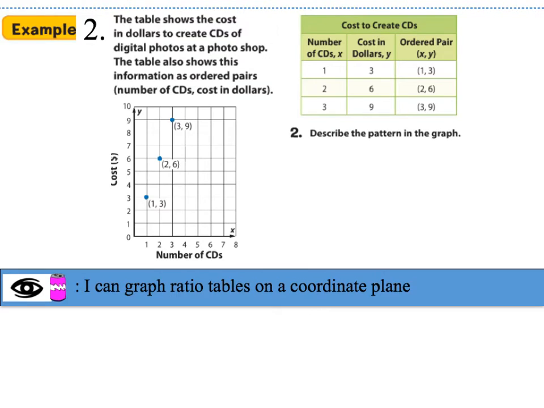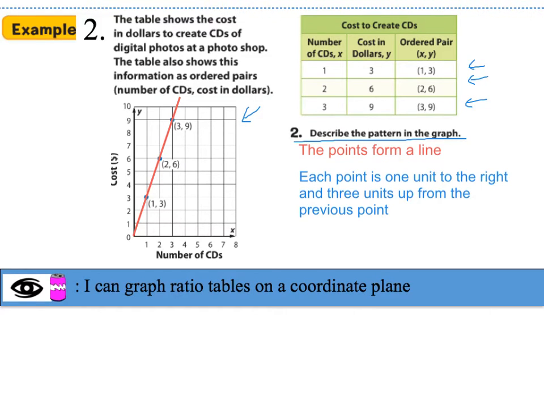So for example 2, we are using the same exact problem that we just completed in example 1. The only difference now is we're going to take it a step further by describing the pattern that we notice in the graph. So in example 1, we already completed the ordered pairs here, and we also graphed it on the coordinate plane here. Notice that we can connect the dots on the graph using a straight line. So I drew that using a red line, and it connects all the dots that are on the graph.